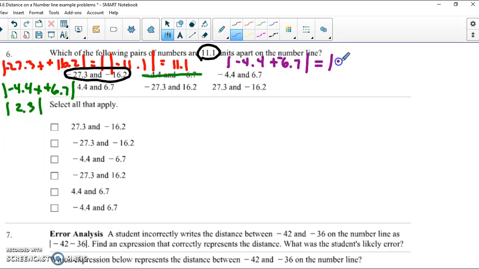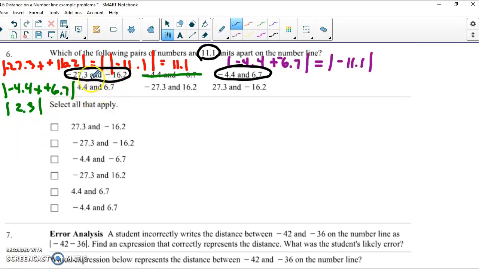So this will be the absolute value of -11 1/10, and the absolute value of -11 1/10 is positive 11 1/10. So this would show another pair of numbers that works in this situation.